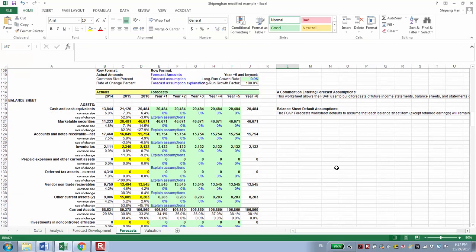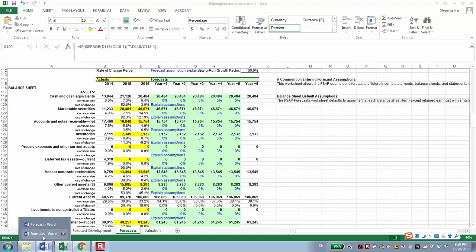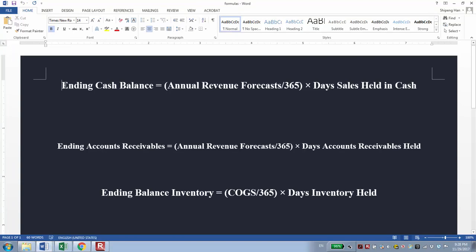Okay, the first one is cash and cash equivalent. We can see from 2014 to 2016, the company's cash balance in 2015 increased a lot, right? Increased from 13,800 to 21,100. That's a huge increase, then a little bit decrease, 3% next year. Usually when we forecast the asset's cash balance, we use the cash turnover ratio. To determine the ending balance of cash, we just apply this formula.